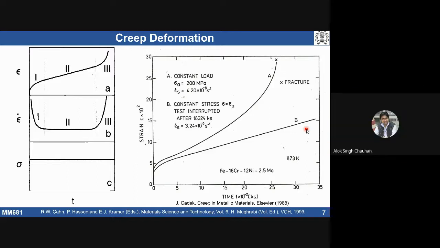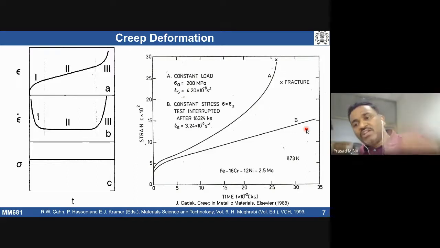Because to maintain constant stress, you always have to monitor the change in strain, the change in displacement of the material, and accordingly adjust the load as the cross-sectional area changes. That means it requires a closed loop.